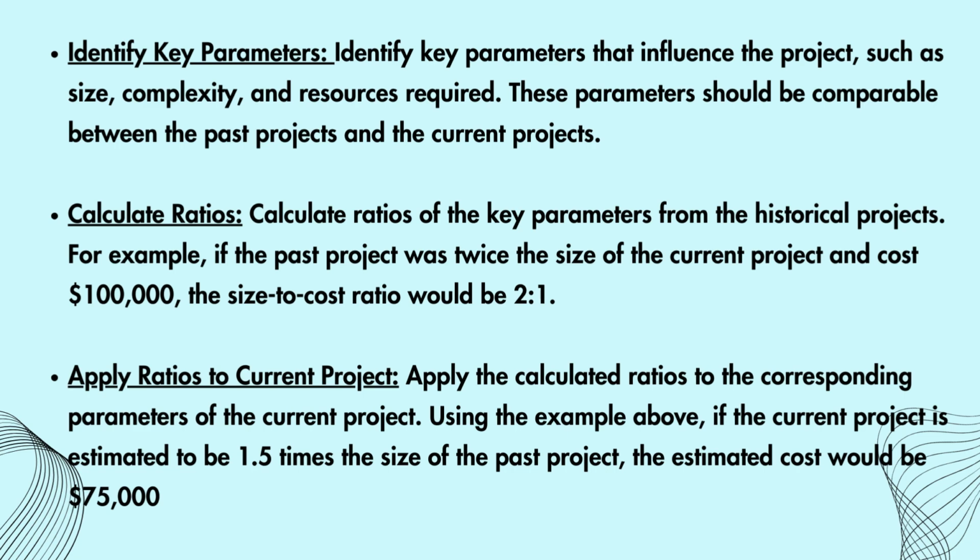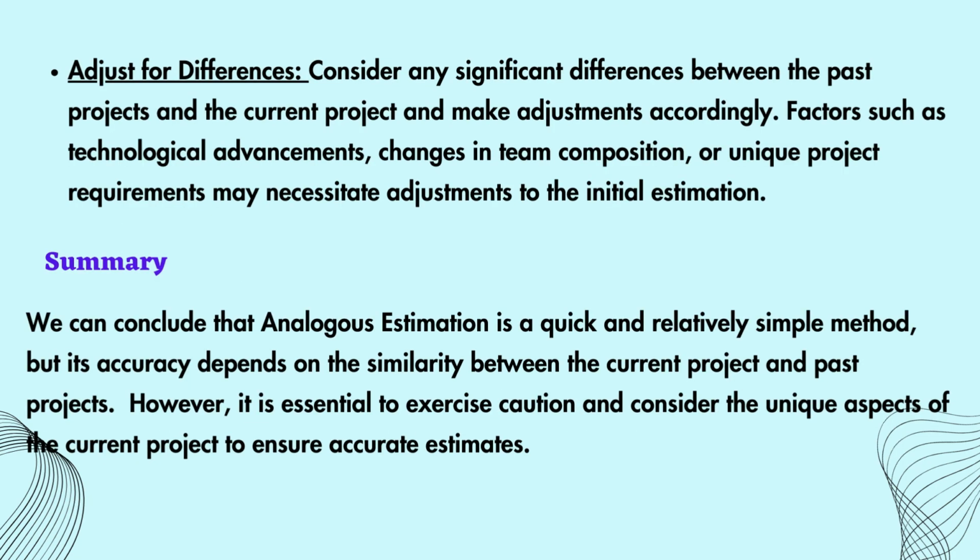The next one is calculate ratios. Calculate ratios of the key parameters from the historical projects. For example, if the past project was twice the size of the current project and cost $100,000, the size-to-cost ratio would be 2:1. The next one is apply ratios to current project. Apply the calculated ratios to the corresponding parameters of the current project. The next one is adjust for differences. Consider any significant differences between the past projects and the current project and make adjustments accordingly.